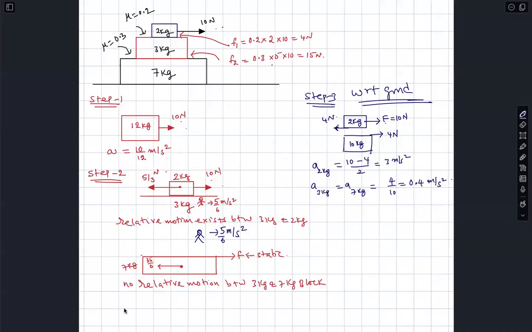Girls, yes, sir, we understood. Thank you. Right. Okay. So we'll move on to the next model.